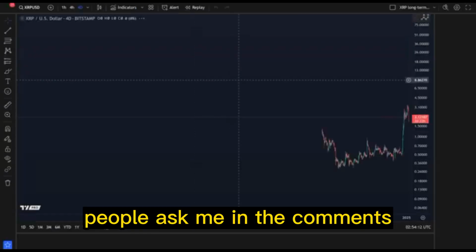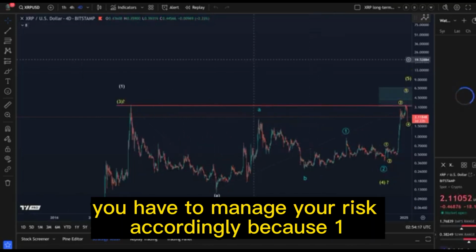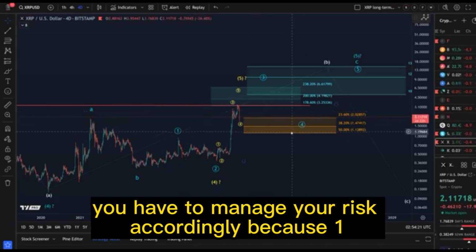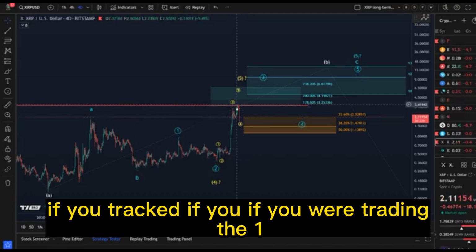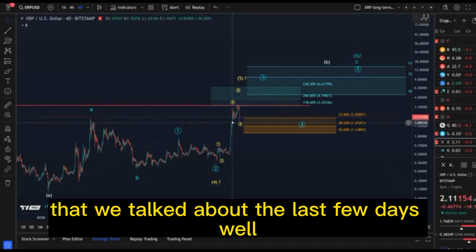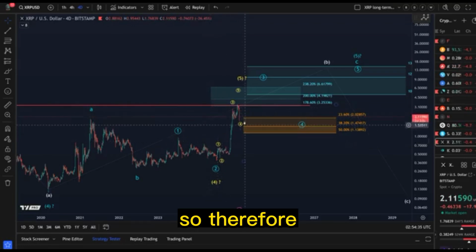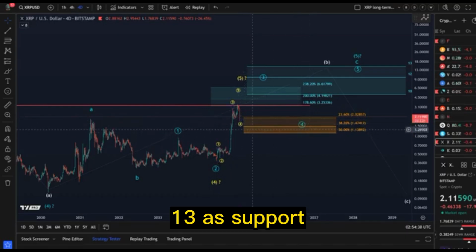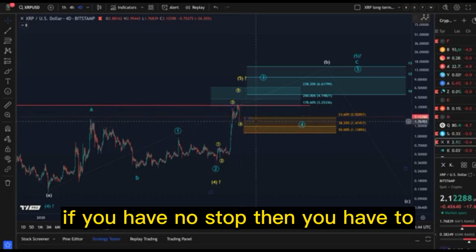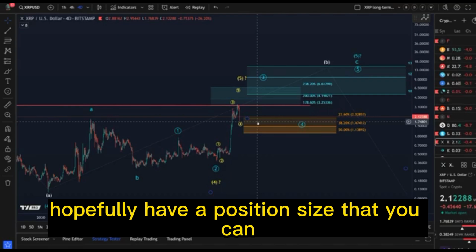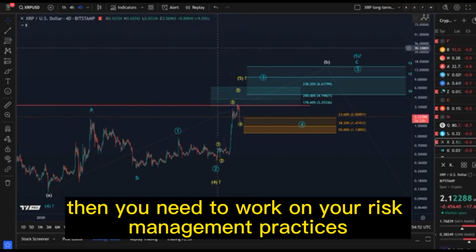And people ask me in the comments, any tips? I mean, if you're playing the larger pattern, then you have to manage your risk accordingly, because 113 is key support on the daily. If you were trading the 1-2 setup to the upside that we talked about the last few days, well, you should have been stopped out already yesterday or today, right? So either you're trading the larger pattern, then 113 as support, but then you need to be a pro with your position sizing. If you have no stop, then you have to hopefully have a position size that you can stomach this volatility. If not, then you need to work on your risk management practices.